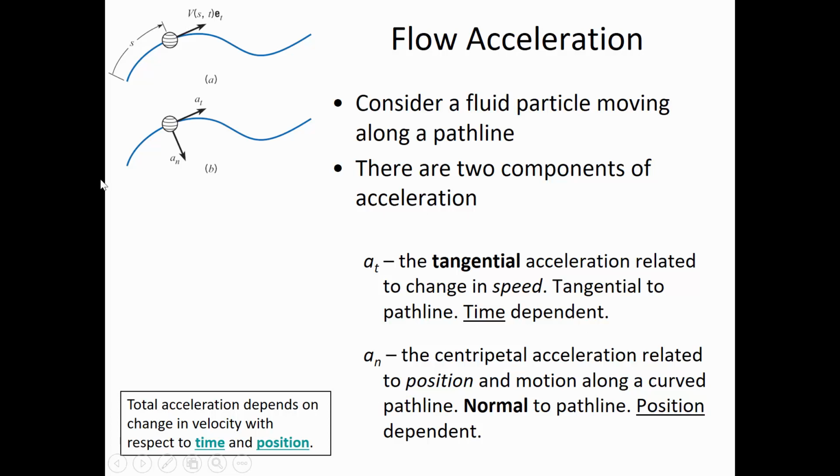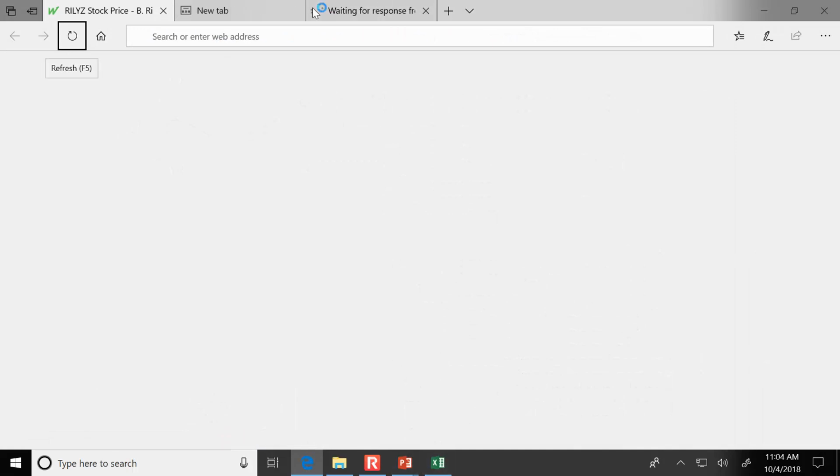On the other hand, since you can see this particle is going around a curved path, that means that its direction is going to be changing. Even if its speed was constant, it would still be experiencing an acceleration having to do with its change in direction. And so here, this is a centripetal acceleration that's normal to the path line, and it depends on the particle's position. So let's look at a couple of video clips that illustrate some differences between those two different types.